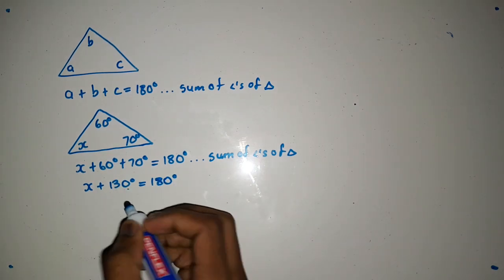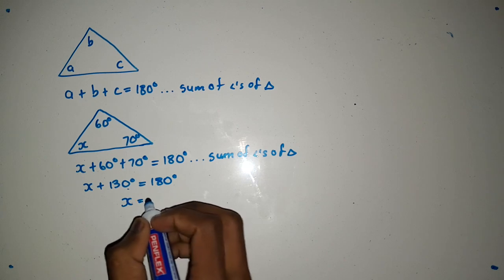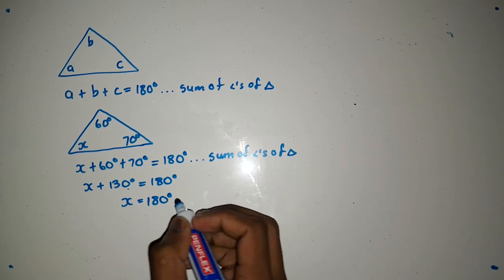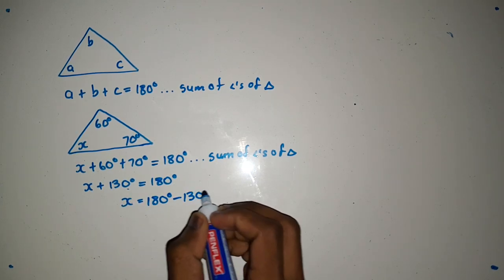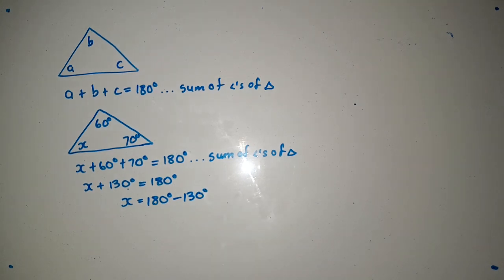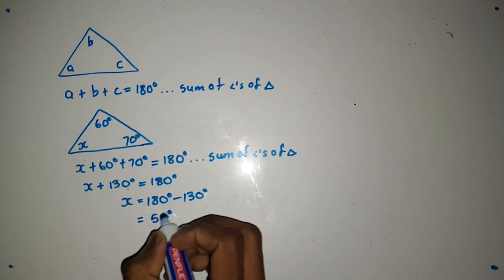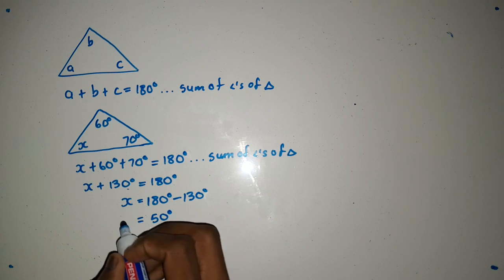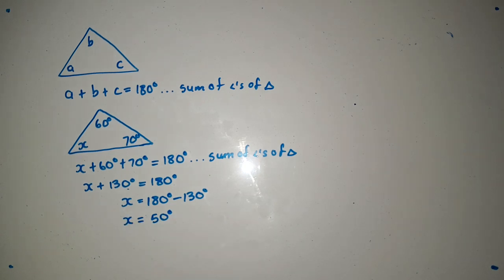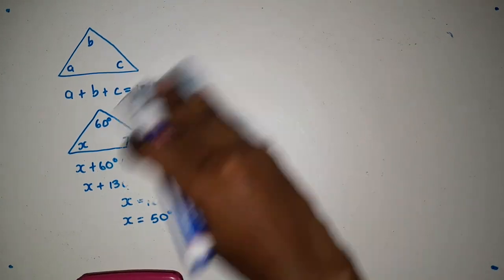Then you take this to the other side. You say minus 130. Then let's see what do we get. We must get 50 degrees like this. Do you understand? Like this.